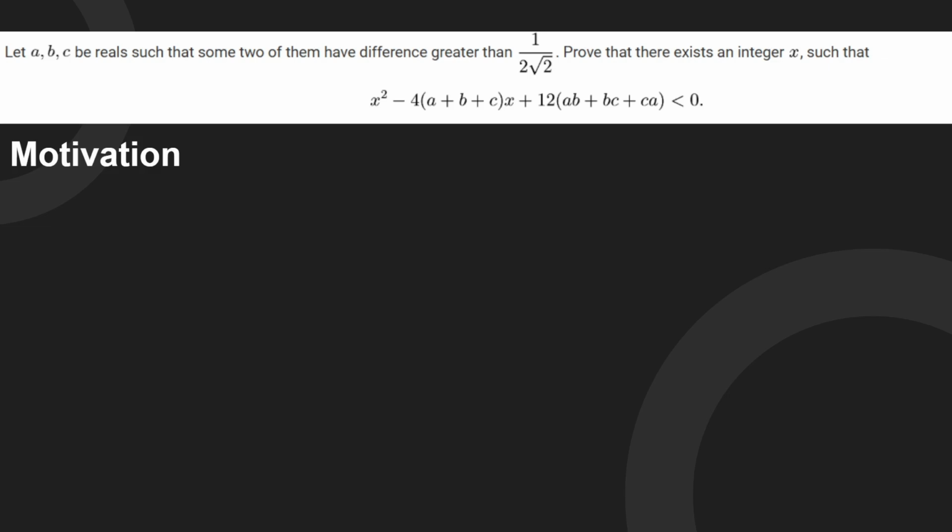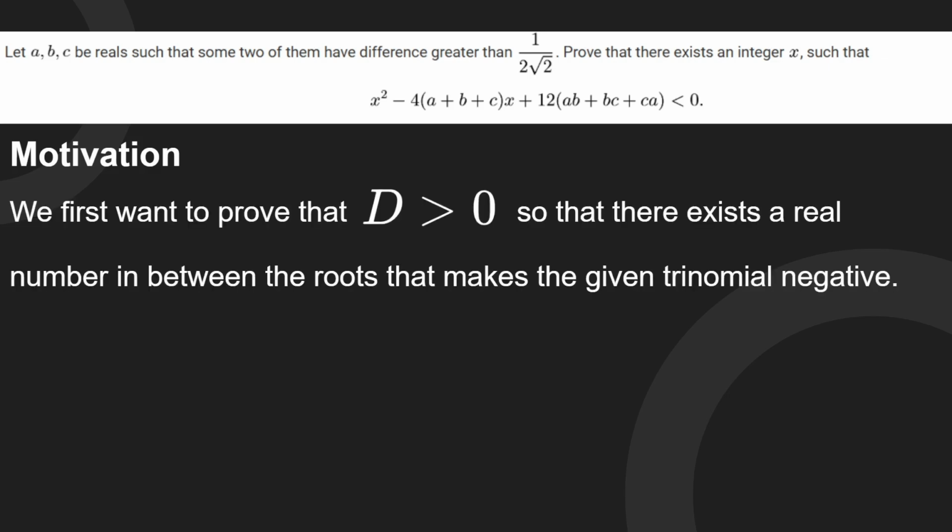So, how should we approach this problem? How do we motivate the solution? At first, we notice that the given expression is a trinomial with respect to x. Let's think for a moment, and let's forget about the integer part. Let's just prove that there exists a real number x such that the given expression is negative. If we prove that the discriminant of this trinomial is positive, then it will have two different solutions. And therefore, for every number that is in between those two solutions, the value of this trinomial will be negative.